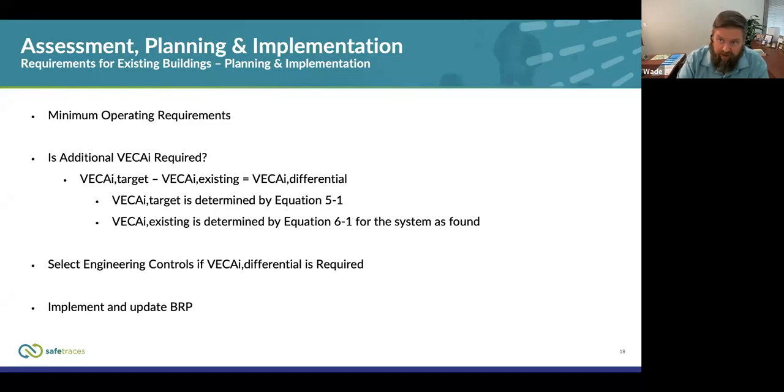So you select what those are, then you implement them, commission that they're working properly, or test that they're working properly, and then update your building readiness plan. Make sure that it's actually documented as to how it's going to work. And that's a really short synopsis of Section 8 within ASHRAE Standard 241. I think Phil's going to get into a pretty cool appendix that was built for this.